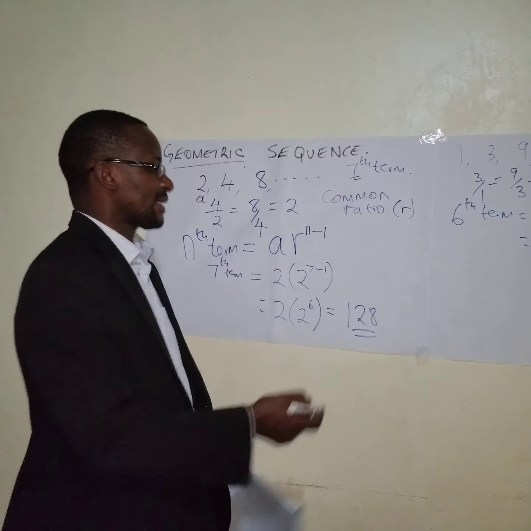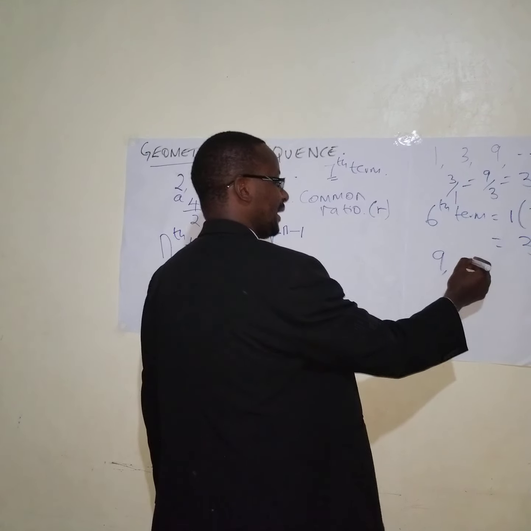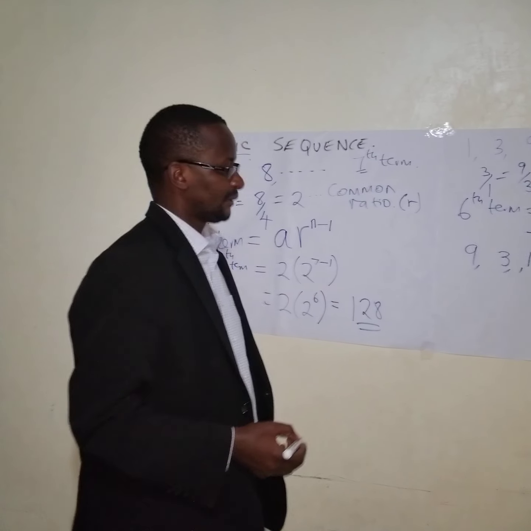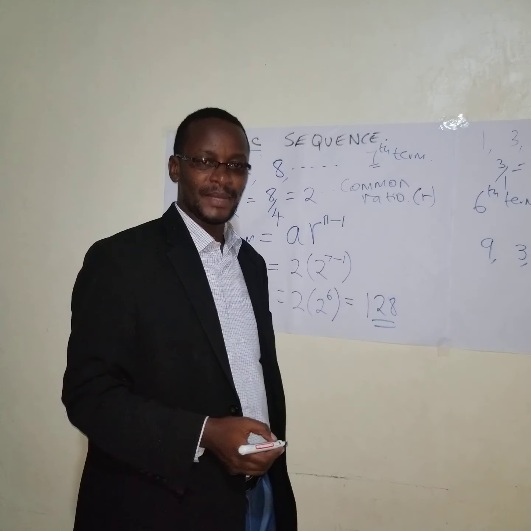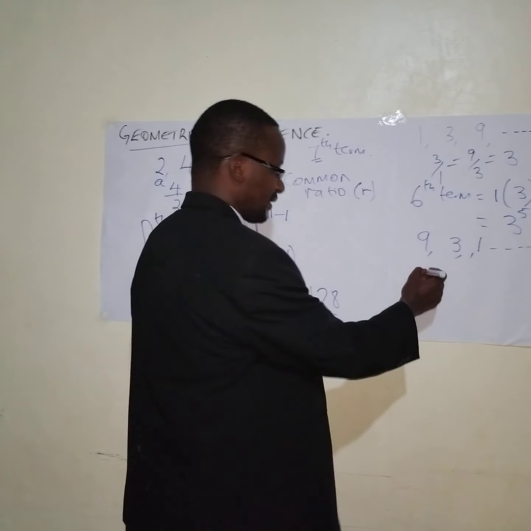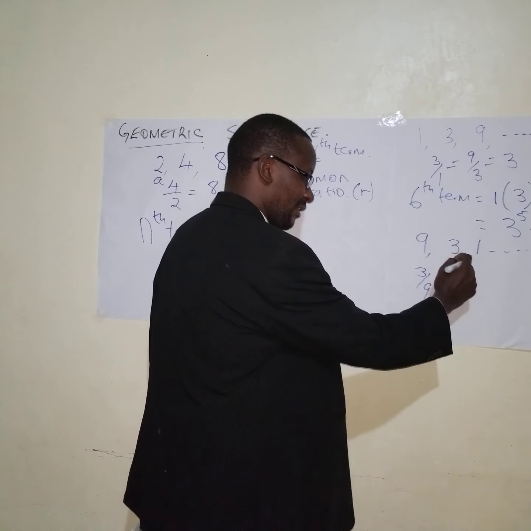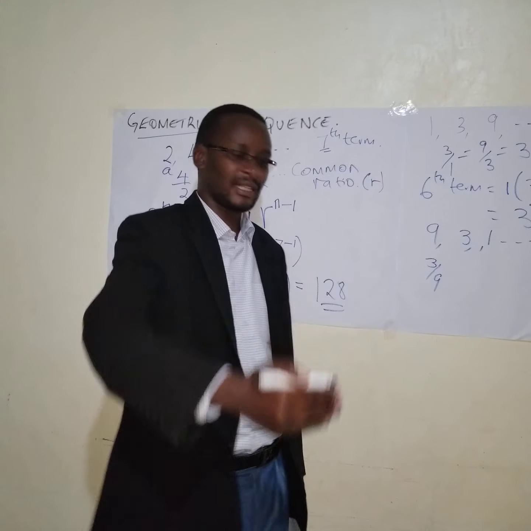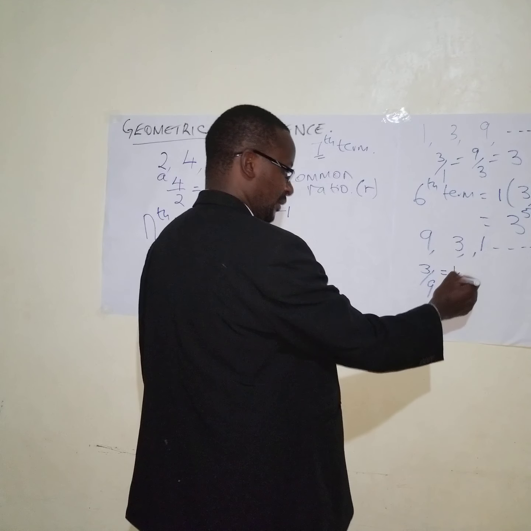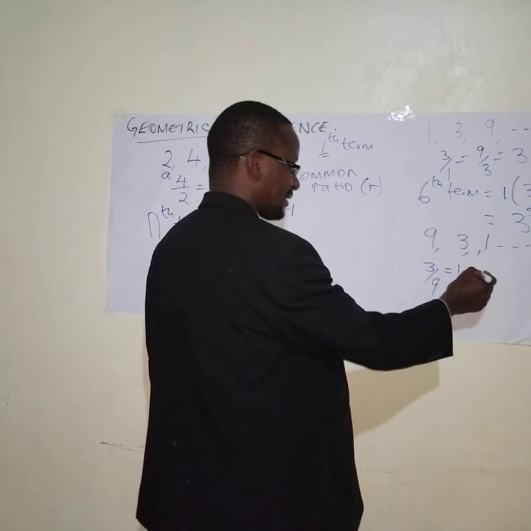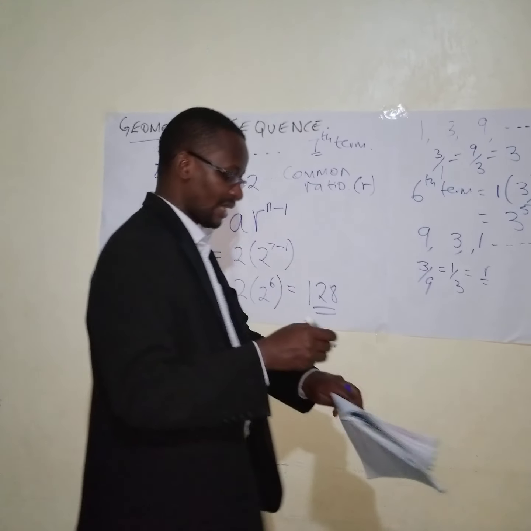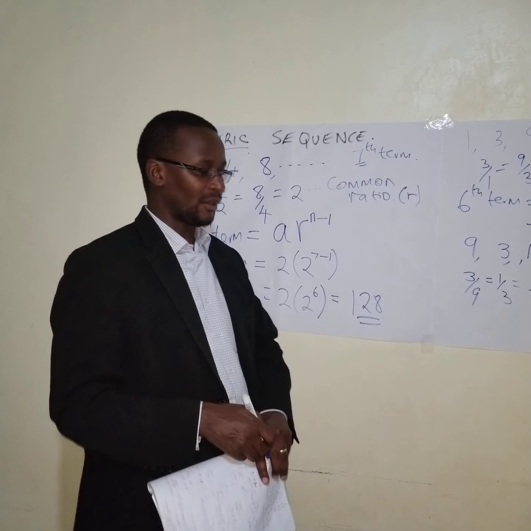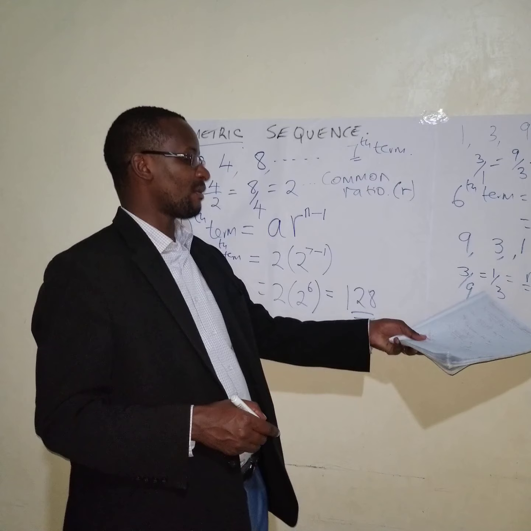If we change this sequence and start with 9, then 3, then 1, I think it is also a geometric sequence. Because 3 over 9, you normally take the second term divided by the first, then the third divided by the second, the ratio of 2 consecutive terms will be equal to 1 over 3. And that is true, and that is the common ratio. So the common ratio does not have to be a whole number. It can be a fraction. It can be a decimal, so long as it is constant. So in this case, our common ratio is a third.